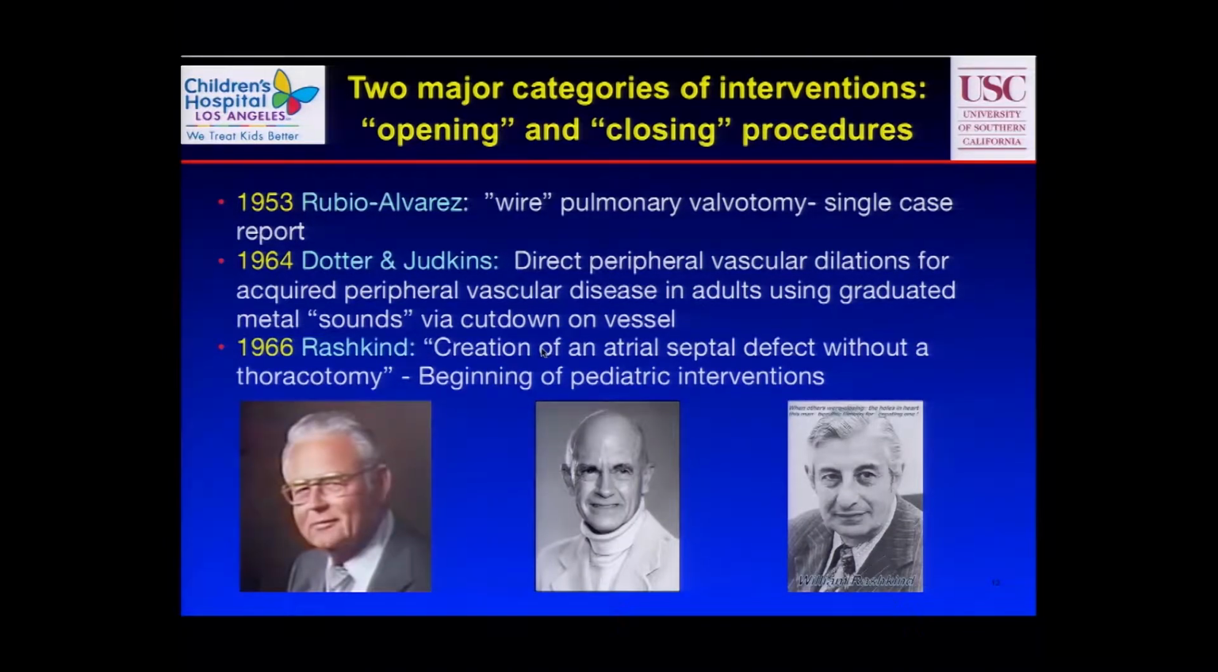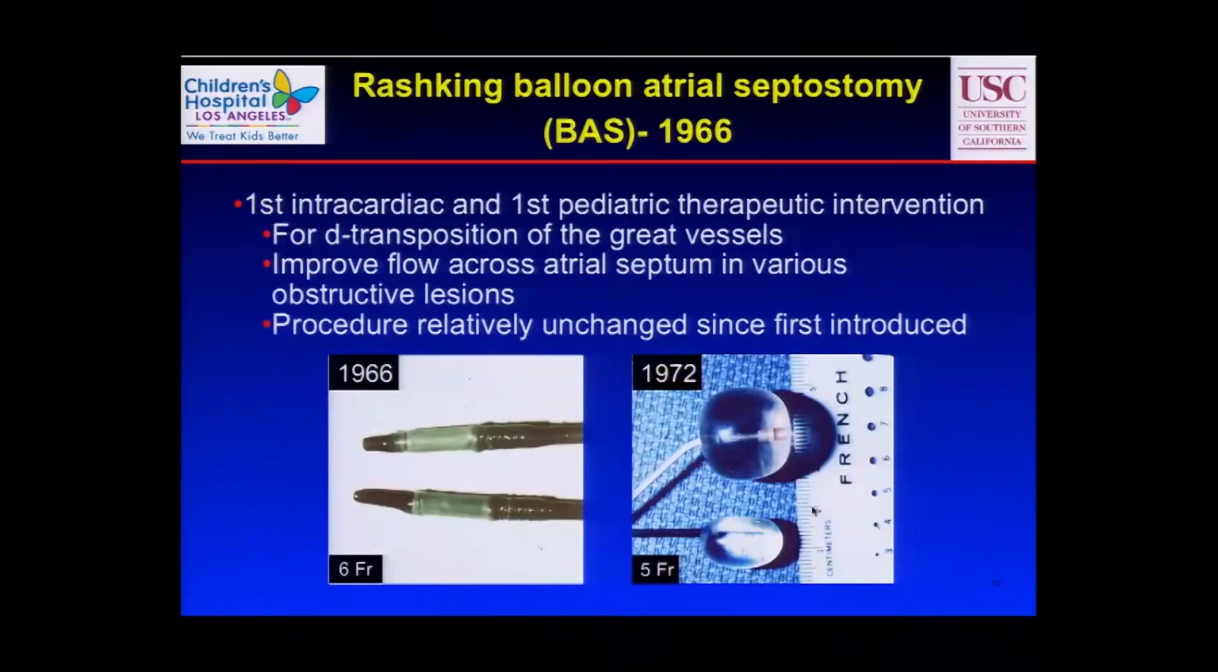'66, you guys all know Dr. Rashkin. He created the septostomy for transposition, and that's when the beginning of pediatric interventions came along. So this is Doder, this is Judkins, and here's Dr. Rashkin. Now, the Rashkin septostomy balloon came out in 1966, and that was the first intracardiac, first pediatric intervention that was developed for d-transposition. This is used around the world now, right?